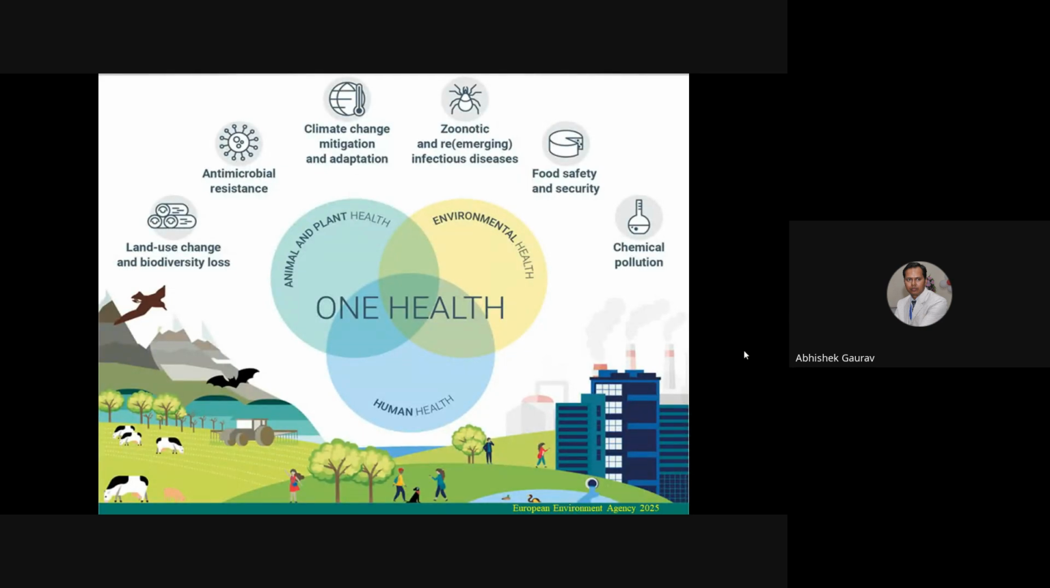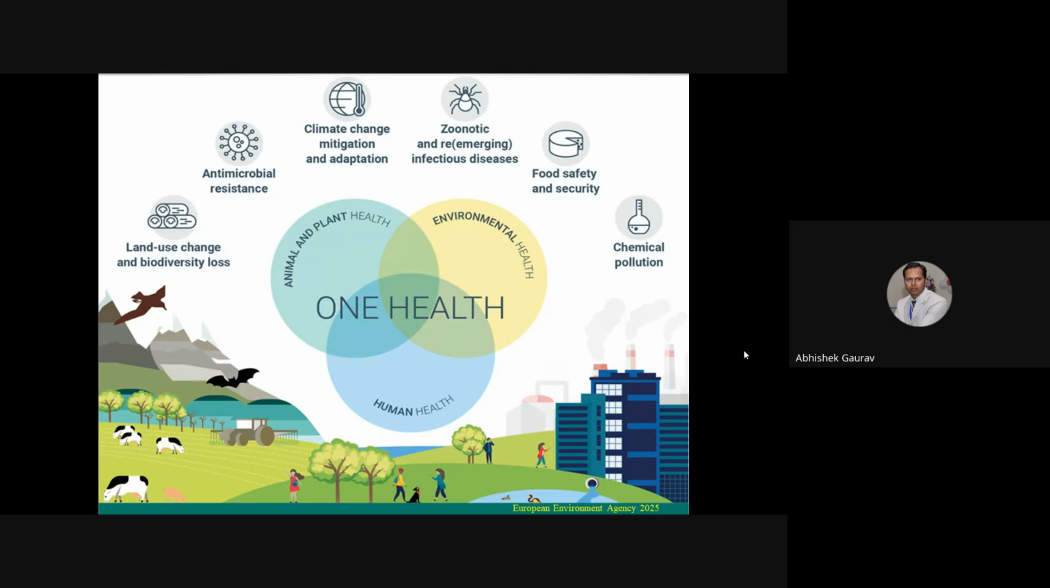Now coming to the One Health approach, we know that animal health, plant health, environmental health, and human health are interrelated. So we cannot work in isolation. We cannot work in silos. We have to come out and collaborate, communicate, and coordinate our activities. And there are many issues like land use changes and biodiversity loss, which is taking place now. Antimicrobial resistance is a burning issue nowadays.